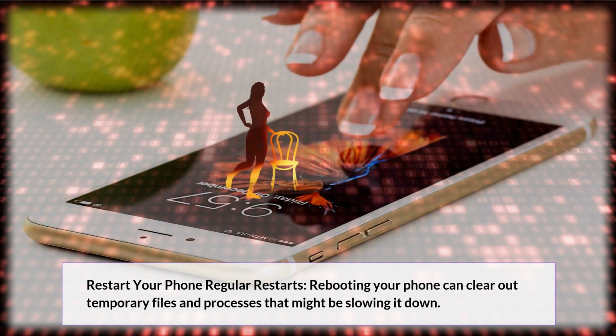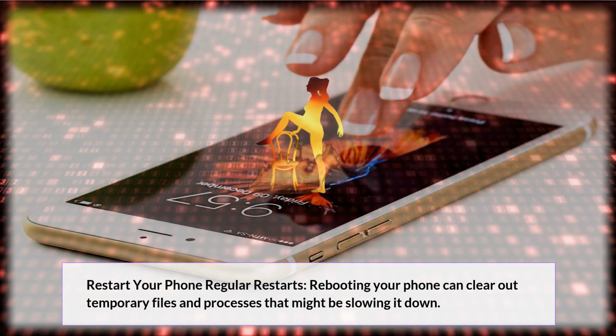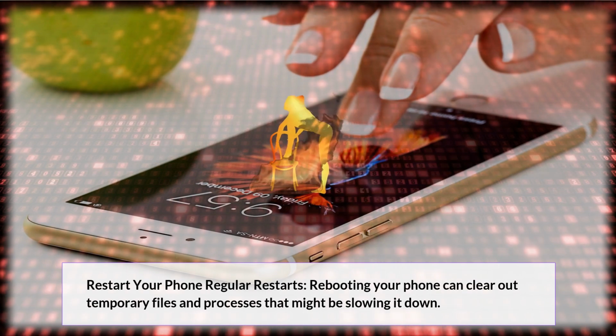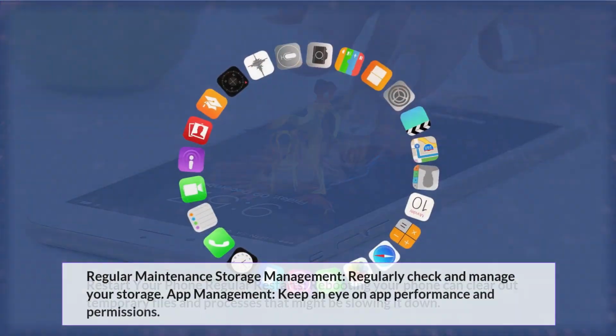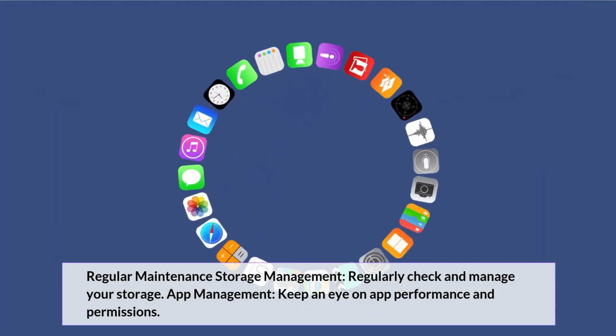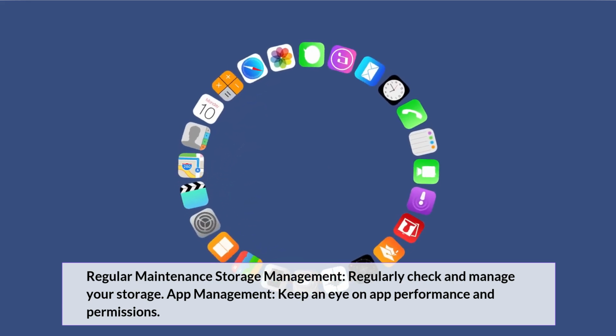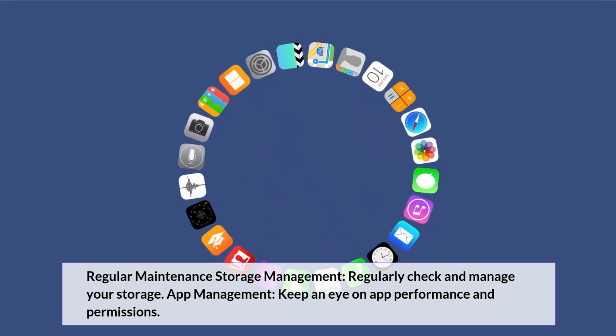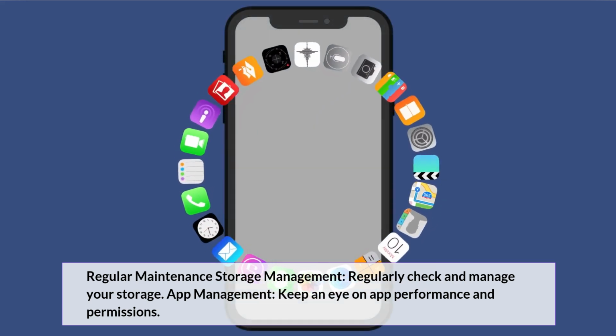Restart your phone. Regular restarts: rebooting your phone can clear out temporary files and processes that might be slowing it down. Regular maintenance. Storage management: regularly check and manage your storage. App management: keep an eye on app performance and permissions.